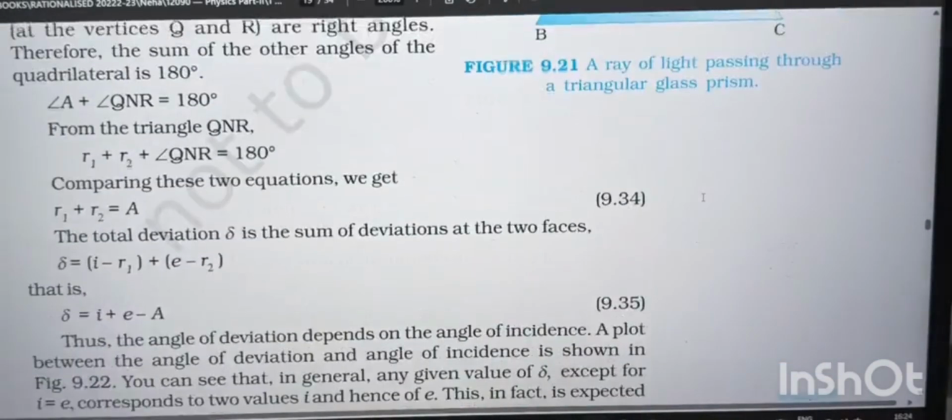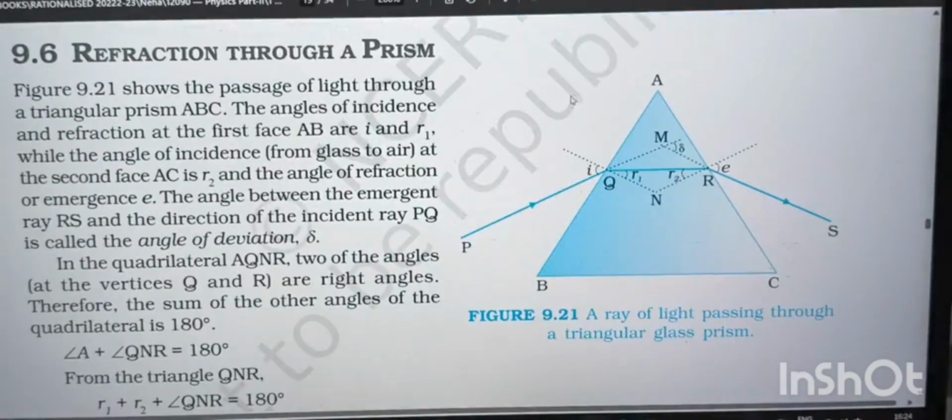It is obvious. See, if I is equal to E, that means the ray is coming from outside. So once it's inside the prism, its direction will change. It will bend by some angle, that is R1. Now if it is going out by the same angle as I, the bending also should be the same. Otherwise, how will it go out at the same angle as I? That means R2 should be the same as R1. Inside, the bending of both these rays should be the same.